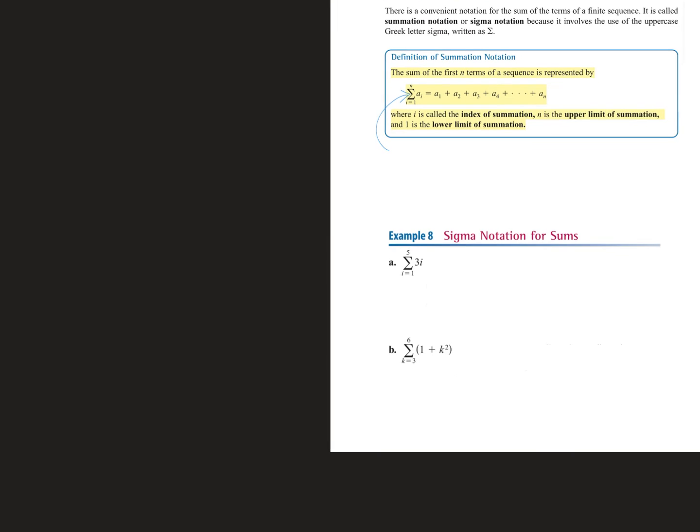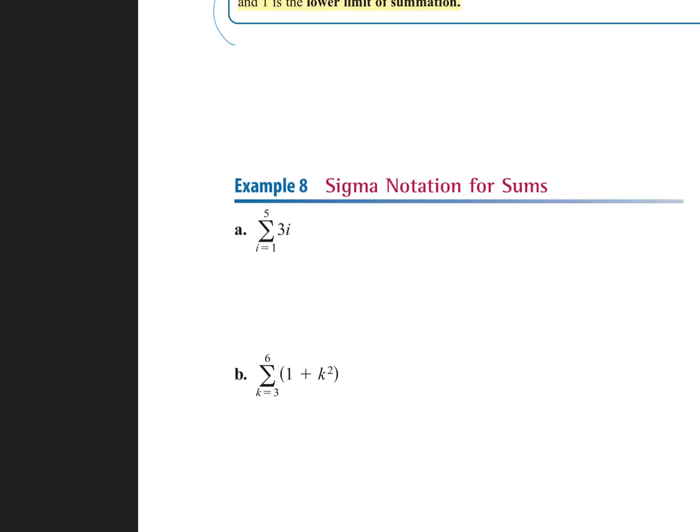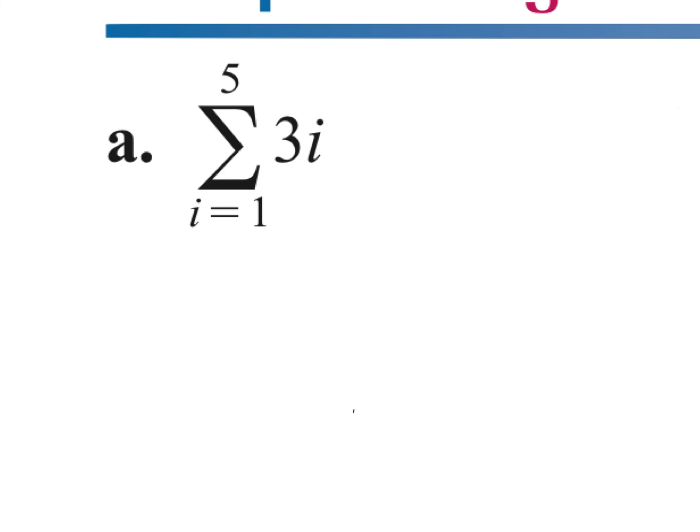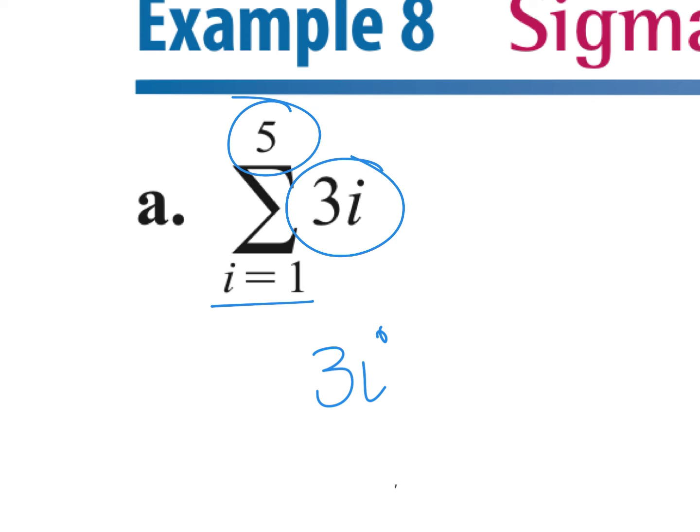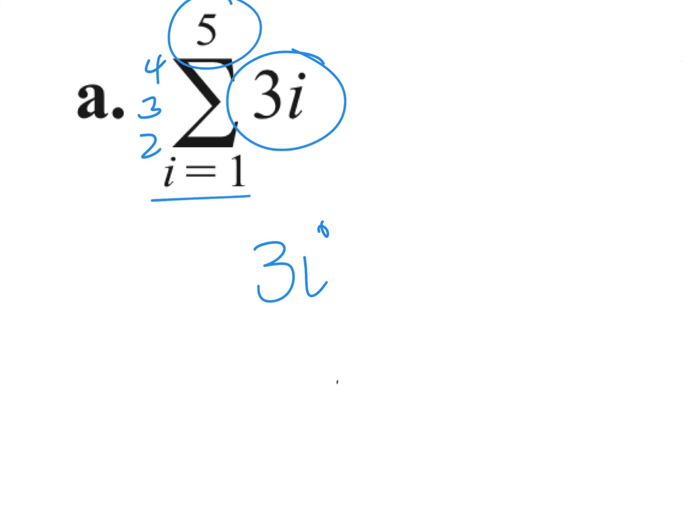So if you have a question like this and it says sigma notation for sum, find the sum, all this is telling you is here is the function that they want you to use, 3i. And they want you to evaluate. What number do they want you to start plugging in? 1. What number do they want you to stop with? 5. You've got to plug in all the ones in between, so 2, 3, and 4. This is all this is saying. Summation means you get all those answers and do what?